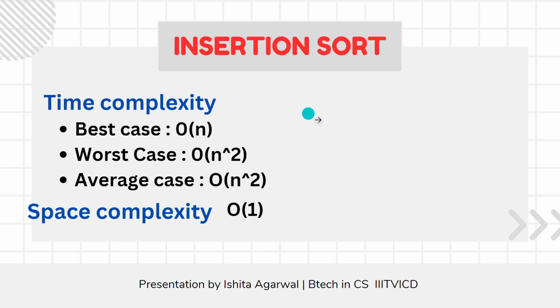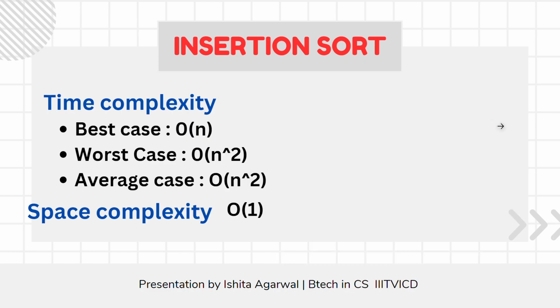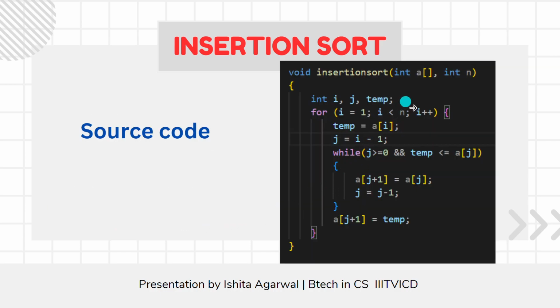So coming to its time complexity and space complexity, it is somewhat equal to the bubble sort. The best case is O(n). If the array is already sorted, then we don't have to go through the procedure for the elements. That's why it is only O(n). For the worst case and average case, it's n square, because here are two loops. Coming to the space complexity, it is constant space. No extra space has been used, just the temp variable.